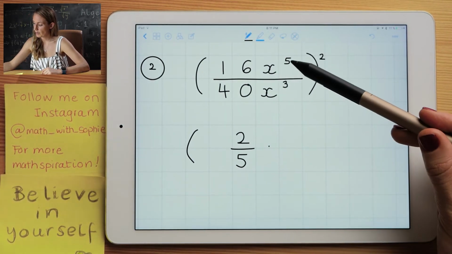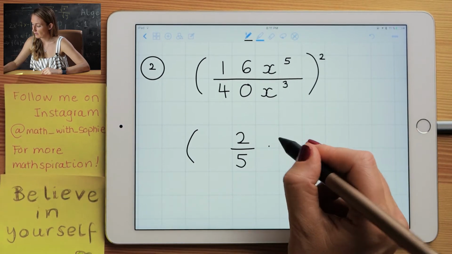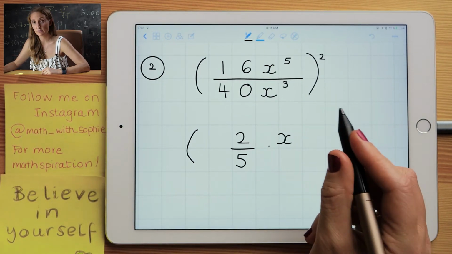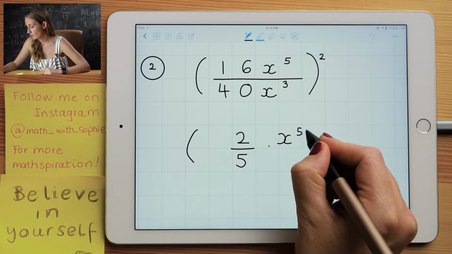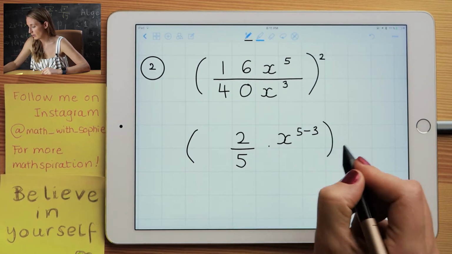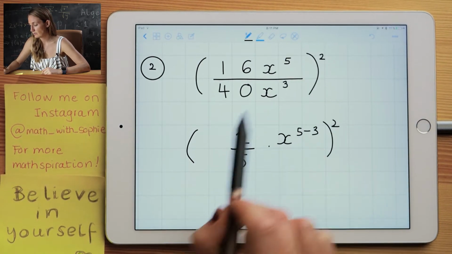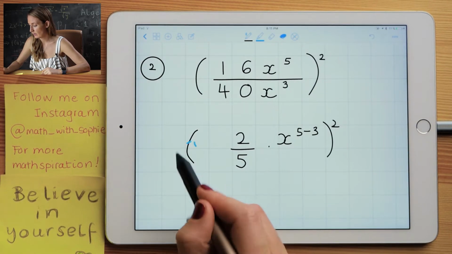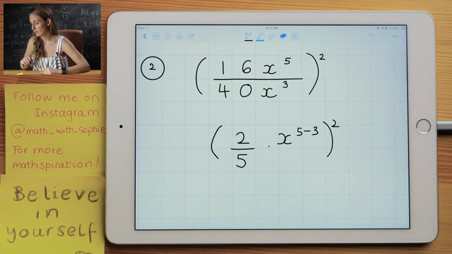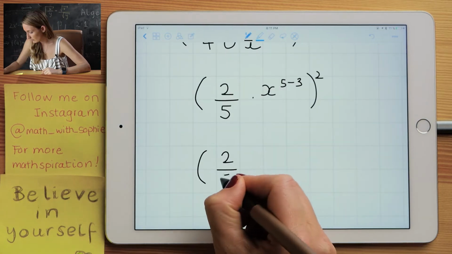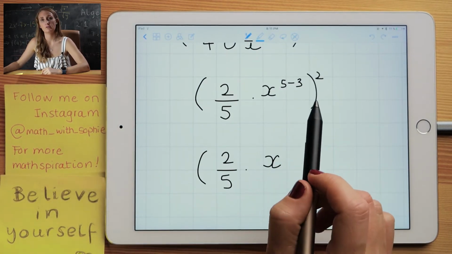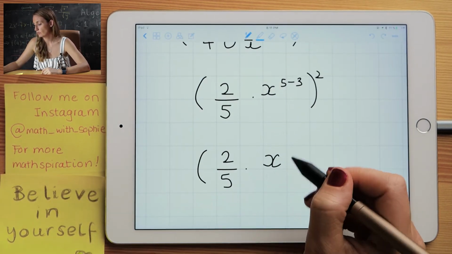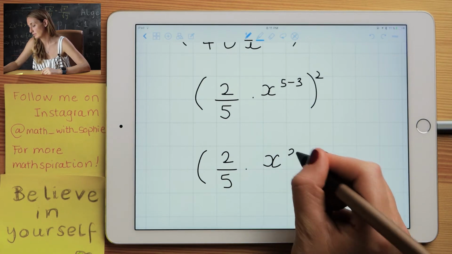Now for my x power 5, x power 3, if I'm dividing, I subtract the powers. So I do 5 minus 3. I haven't worked with the 2 on the outside, but I'm just leaving it there for the next step. 5 minus 3 is 2, which means I've got x power 2, or more commonly, x squared.